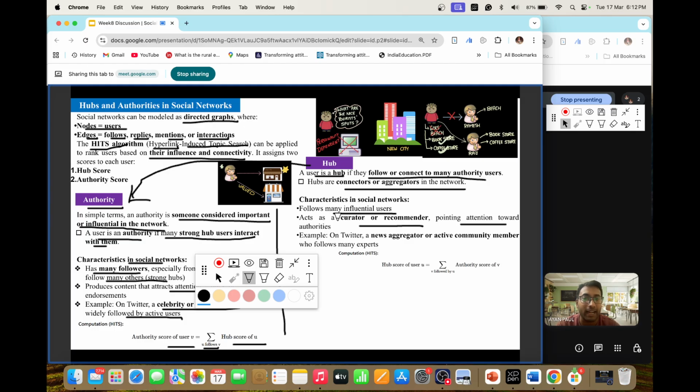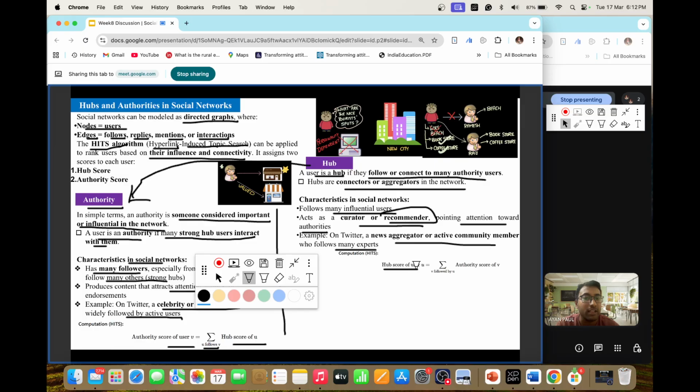Okay, so that is why they act as a curator or recommender, pointing attention towards the authorities. On Twitter, a news aggregator or active community member who follows many experts can be called a hub. So the computation here, this formula, is very much the same.